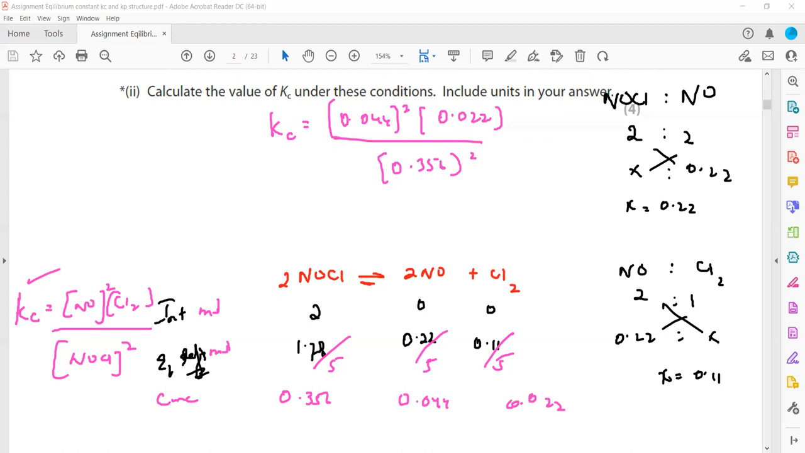And what about the unit of the Kc? Kc will be about 3.36 into 10 power minus 4.